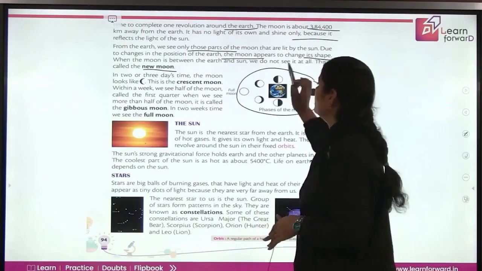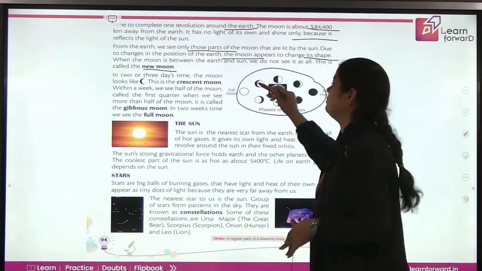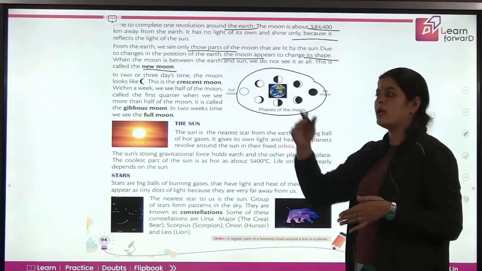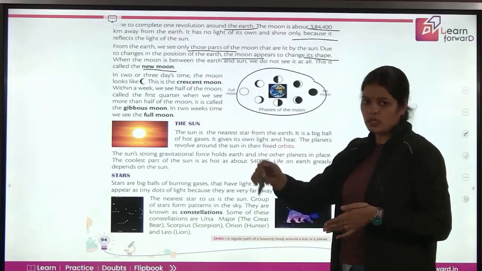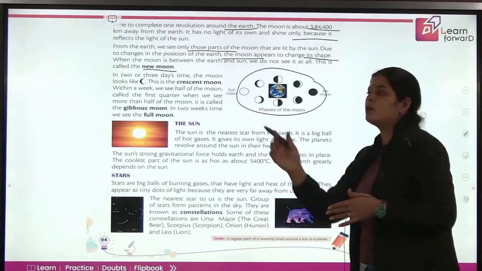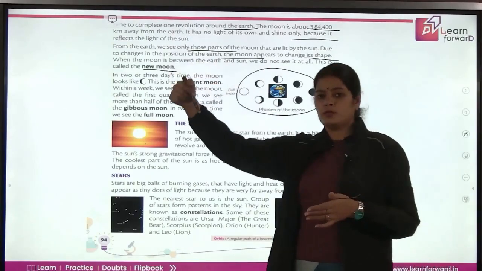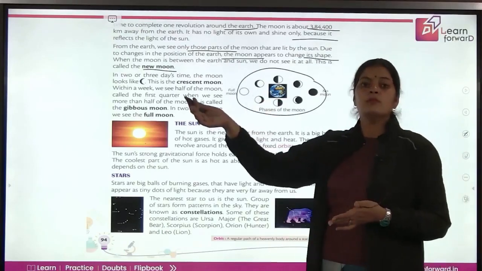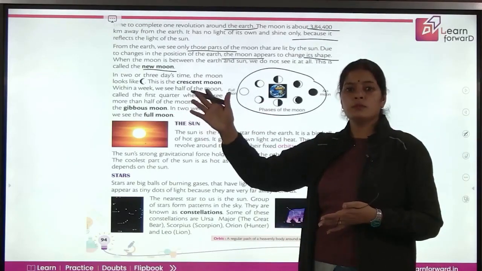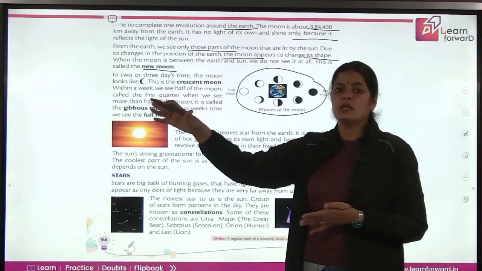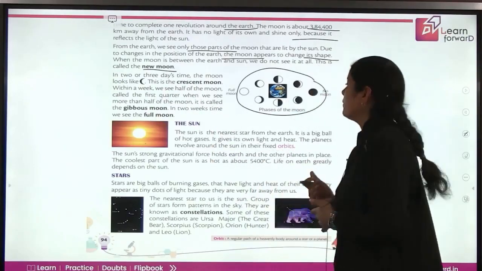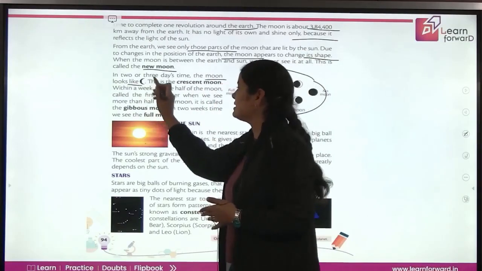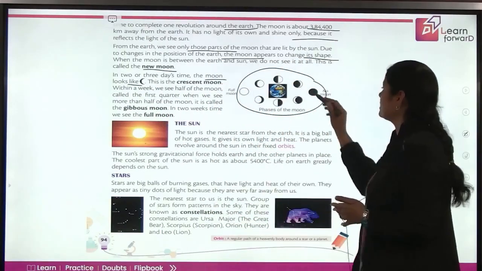Now they are saying when the moon is between the earth and the sun. So there is a time when the earth and sun have the moon in between. At that time, because the sunlight is coming from the opposite direction, in our direction we cannot see the moon. Why? Because now the surface that is receiving the light from the sun is not towards us. In 2 or 3 days' time, the moon looks like a crescent, like this. So this is called a crescent moon.